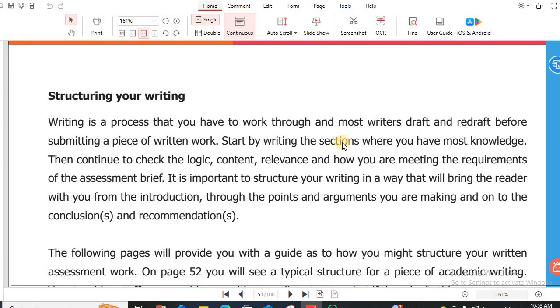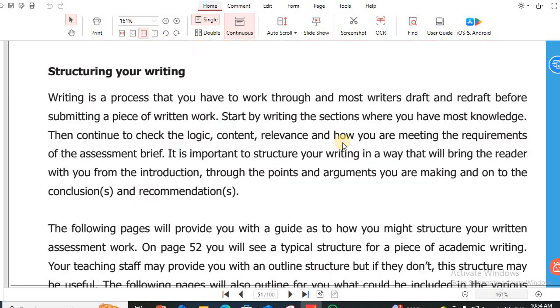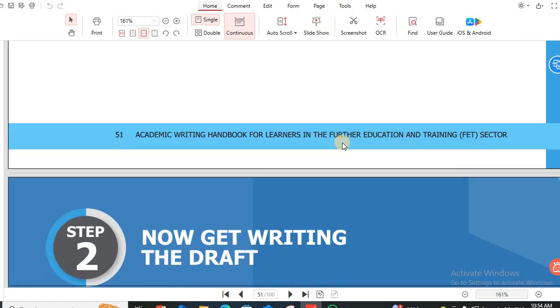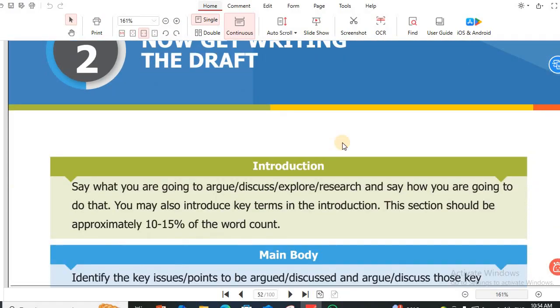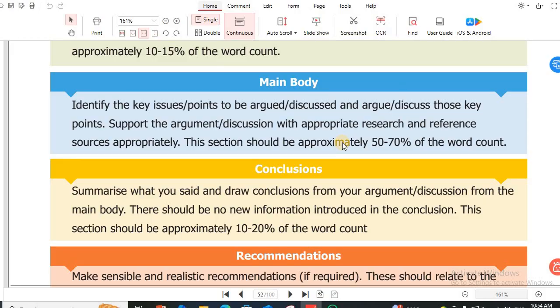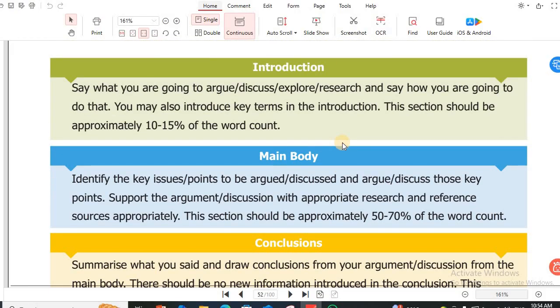And then you structure your writing. You start structuring your writing. Then you have introduction, main body, conclusion, and then recommendation. We'll come to this in the second part of the lecture, which is very important. You have to know how to organize your essay.